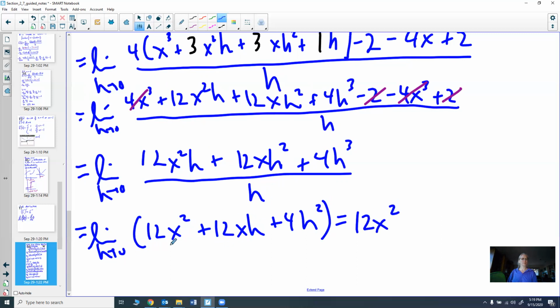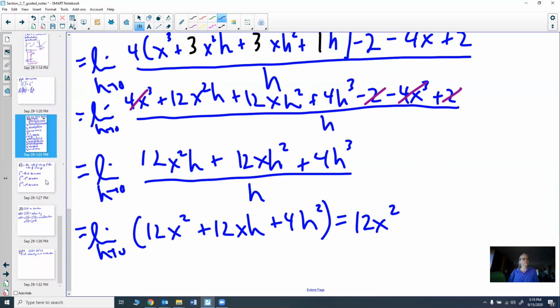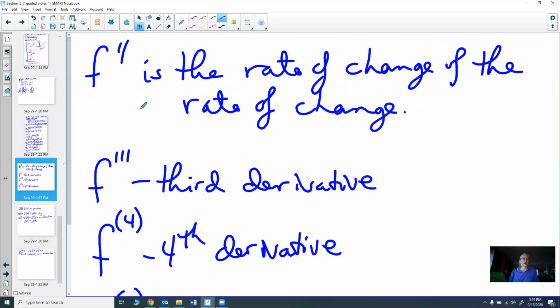12xh, h is going to 0, so this term goes to 0. 4h squared, h is going to 0, so this term is going to 0. And your second derivative is 12x squared. F double prime is the rate of change of the rate of change. That's what the second derivative means. So you can do the rate of change of the rate of change and see what happens with that.